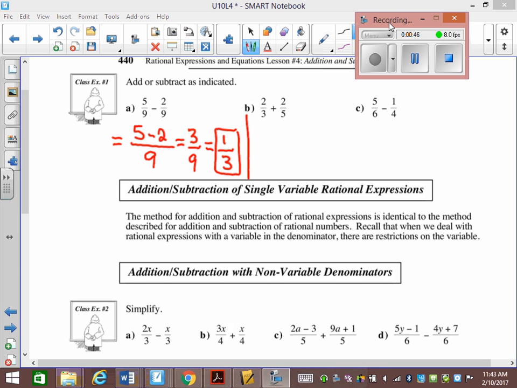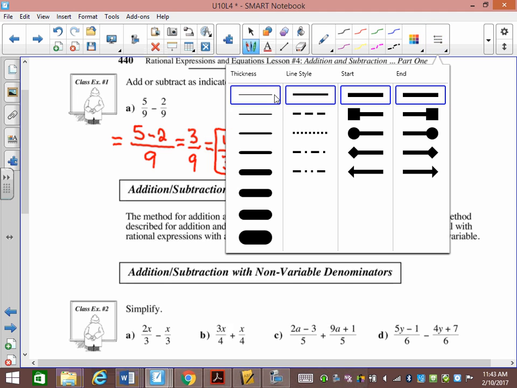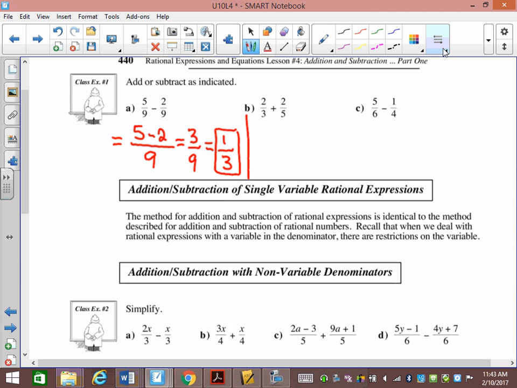B is not as nice because we have a 3 in the denominator and a 5 in the denominator. So 2/3 plus 2/5. 3 and 5, what's common to 3 and 5? Remember, when we make common denominators, we make them bigger, not smaller. 15, exactly. Now, I can't just multiply a top number by something and not the bottom. So I'm going to multiply both this one and this one by 5.